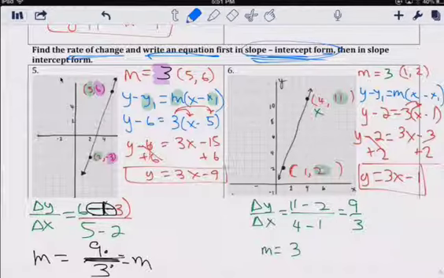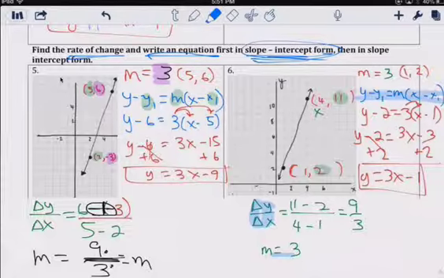For 5 and 6, remember, you need to find slope first, and slope is the change in y over the change in x. And then you can substitute in, do point slope, y minus y1 equals m parentheses x minus x1. It's number 5 and 6 there if you didn't.